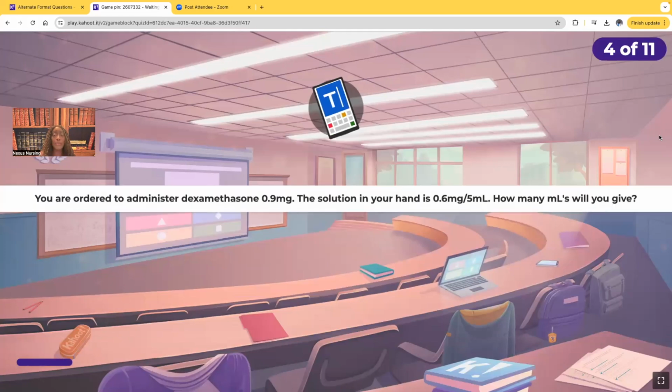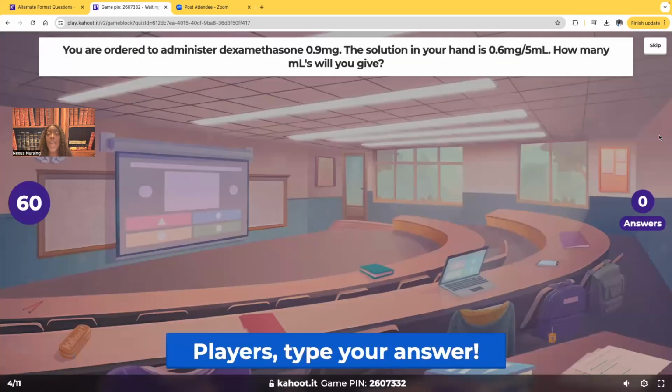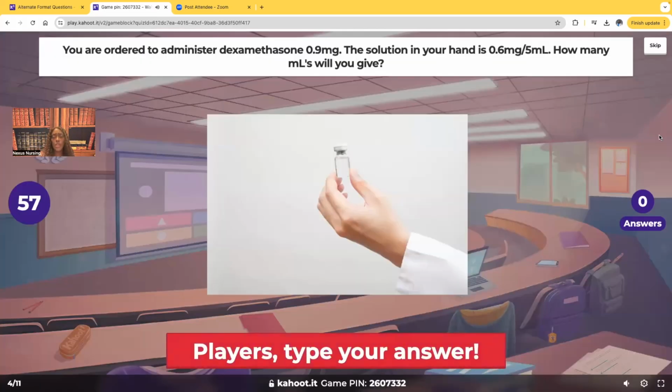Okay, next question. Type in your answer. You're ordered to administer dexamethasone 0.9 milligrams. The solution in your hand is 0.6 milligrams per 5 mLs. How many mLs are you going to give? Type in your answer. So go ahead, guys. Pull out your paper and pen.